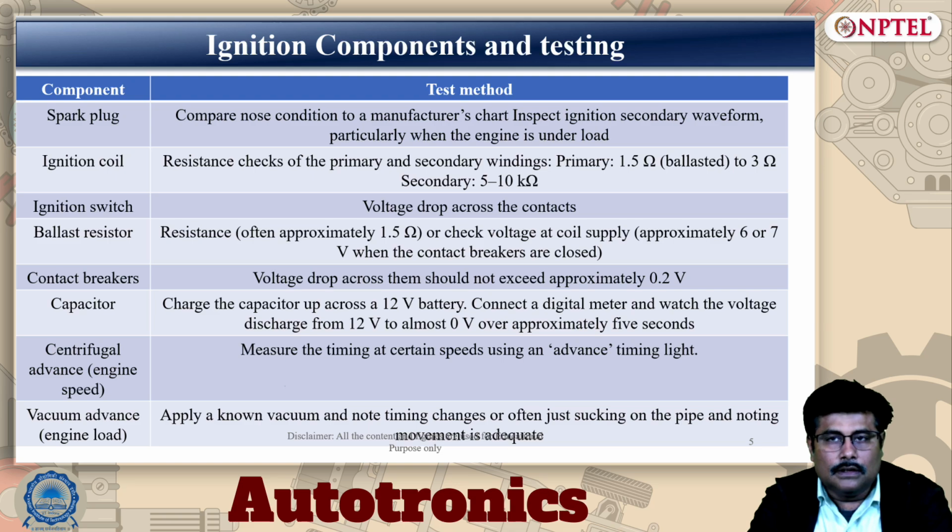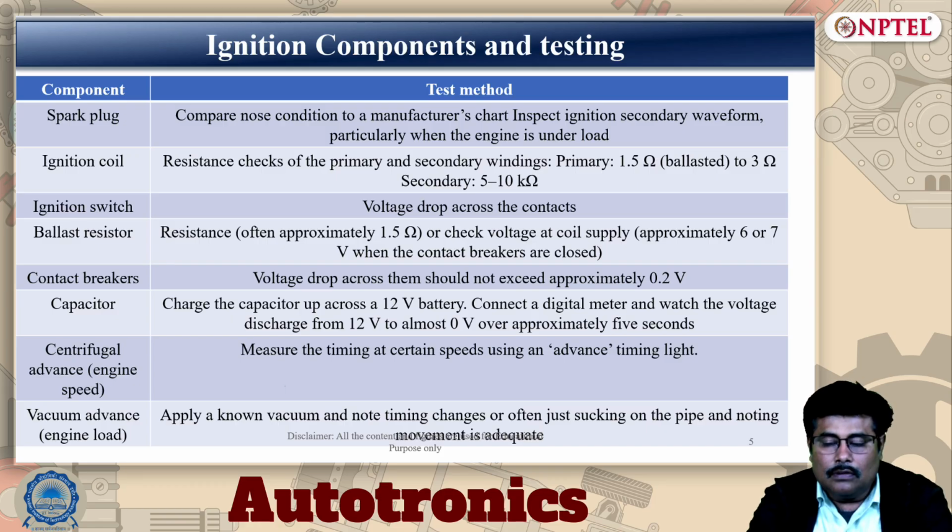As far as the ignition coil is concerned, check the resistance of the primary and the secondary winding. The primary is 1.5 ohm, ballasted to 3 ohm, and the secondary is 5 to 10 kilo ohm. Now we have the ignition switch, where there is a voltage drop across the contacts. Next we have a ballast resistor.